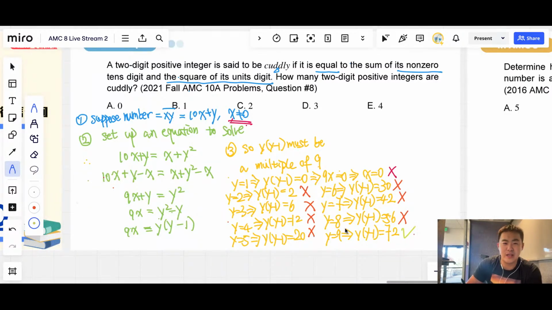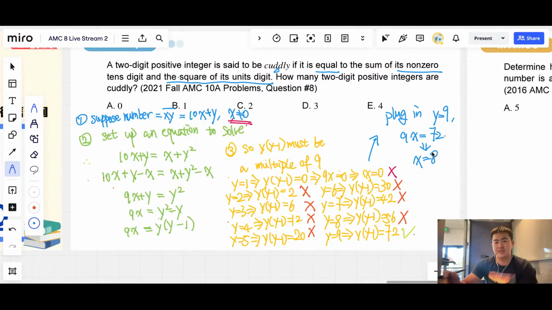Good. So if y equals 9, we have 9x equals 72. Here's my pen. I want it in blue. So I will put here, then plug in y equals 9. Then we have 9x equals 9 times 8, which is 72. This will give you x equals 8.